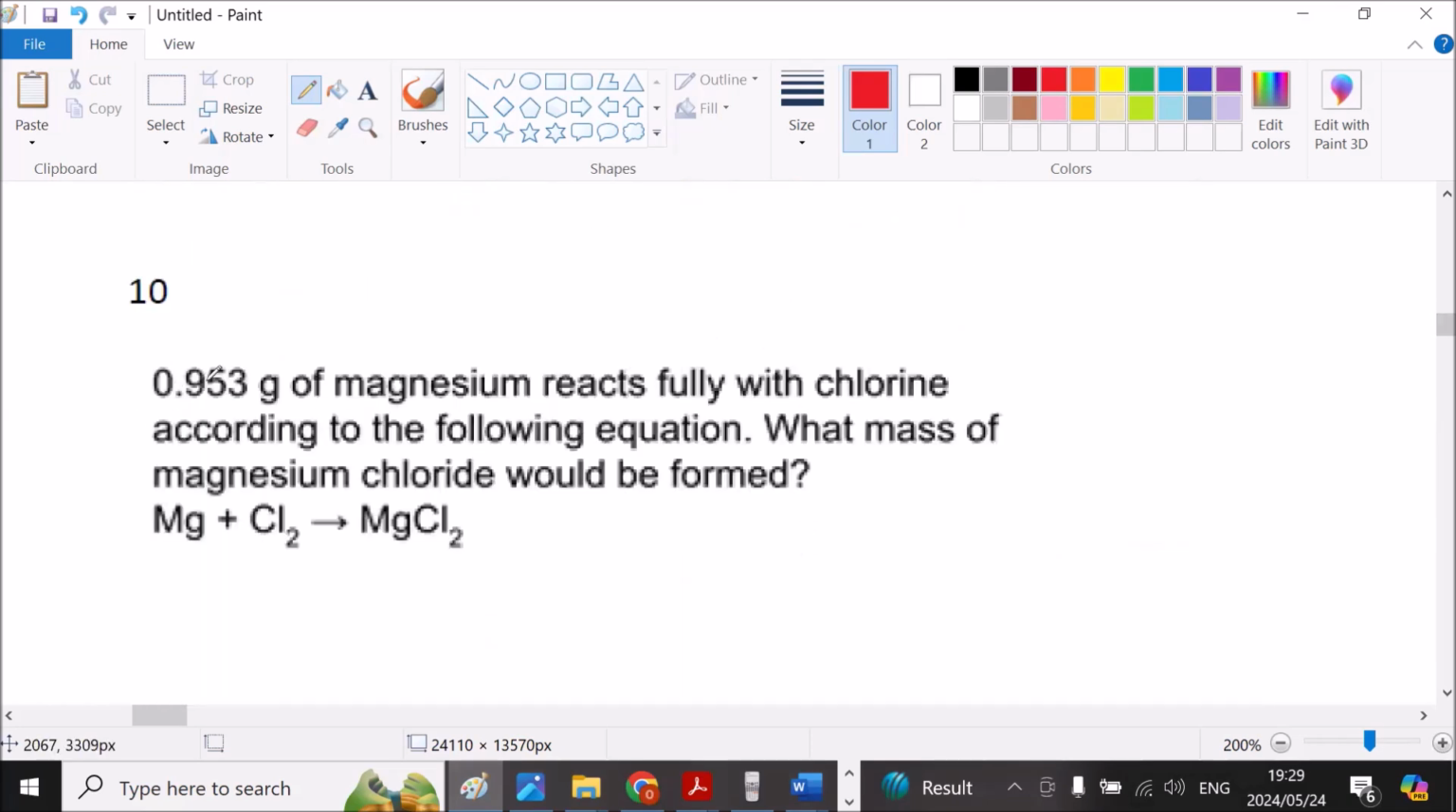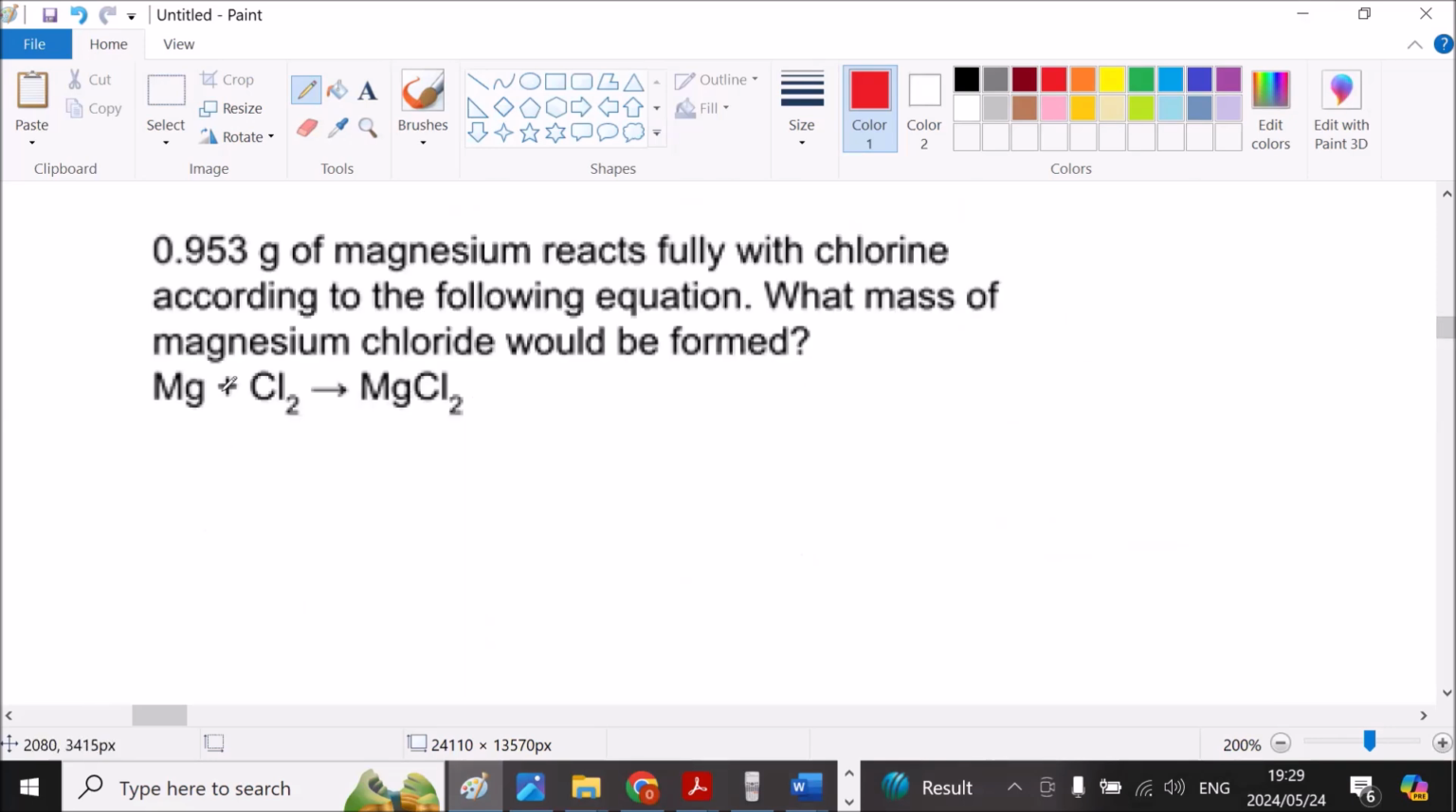Let's look at this one. 0.953 grams of magnesium reacts fully with chlorine according to the following equation. What mass of magnesium chloride would be formed? For this one, the formula gives us the ratio of moles. So if we have 1 mole of magnesium plus 1 mole of chlorine gas, which is Cl2, it will give us 1 mole of magnesium chloride.